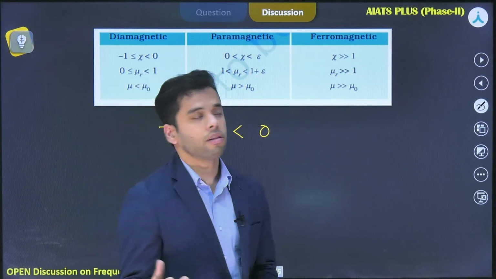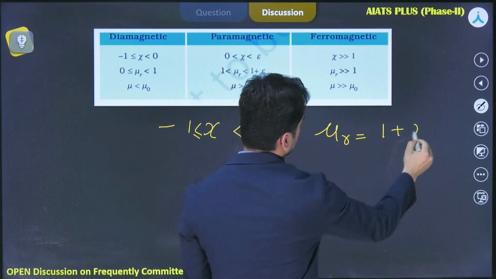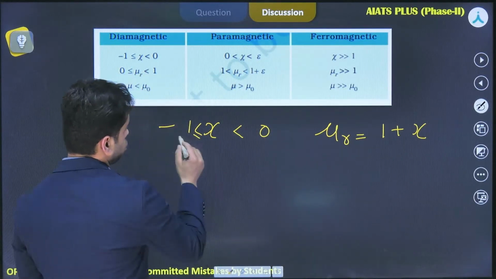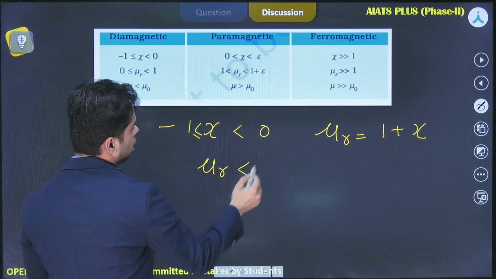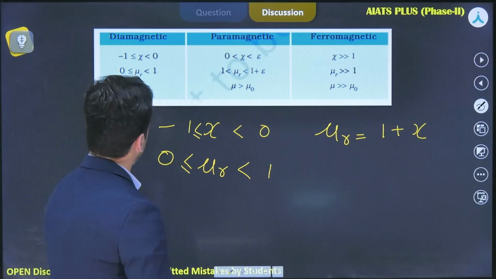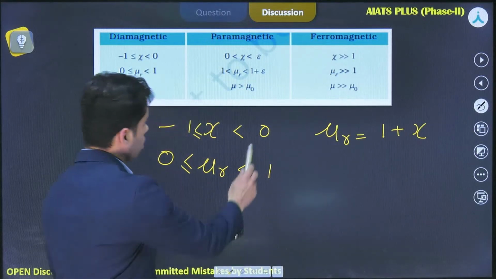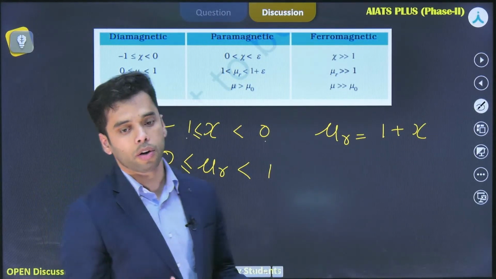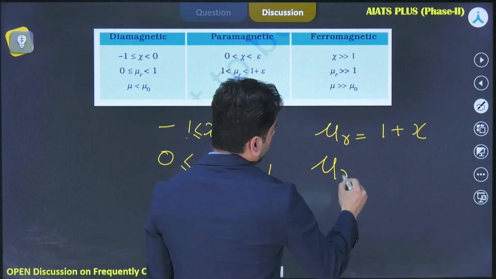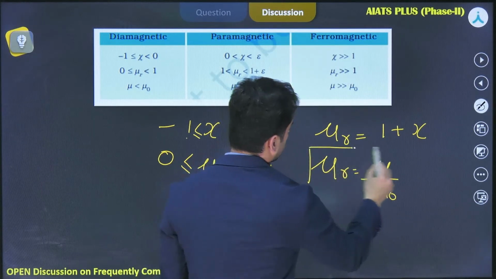Now, I told you that the relation between relative permeability and susceptibility is mu r equal to 1 plus zeta. For the diamagnetic material, if zeta is between -1 and 0, then add 1 on both sides, so mu r will be between 0 and 1, right? Got it? Mu r is equal to 1 plus zeta. Zeta was between 0 and -1, so mu r comes between 0 and 1. Now, dear students, mu r is also defined as mu by mu naught.